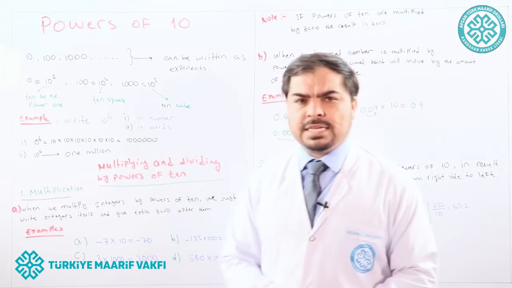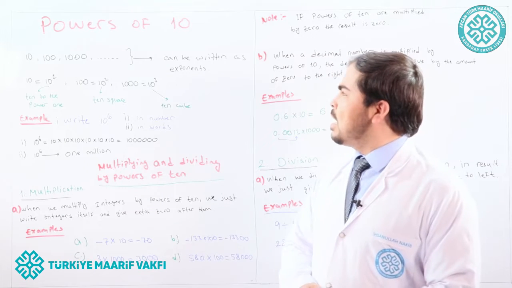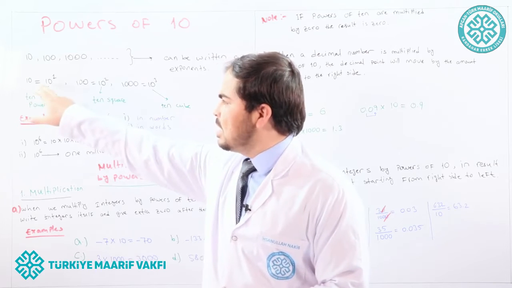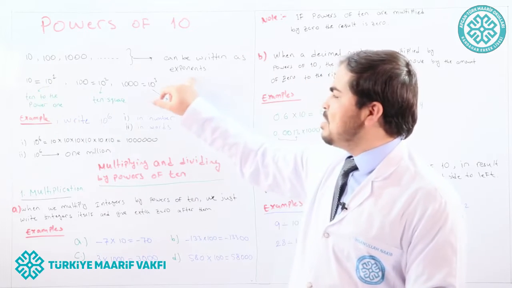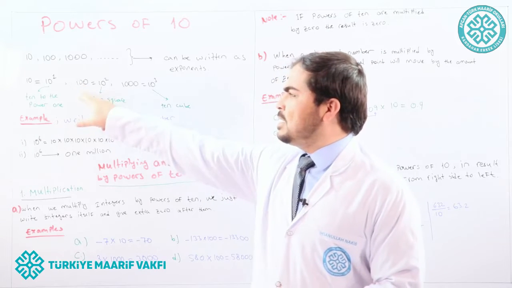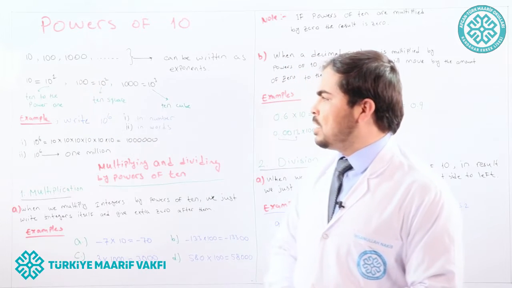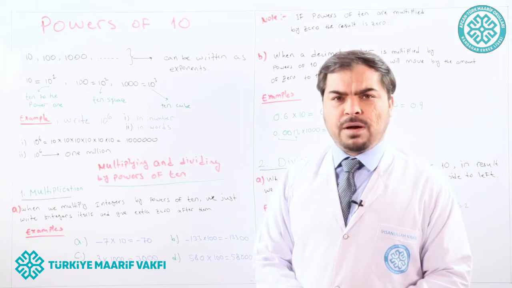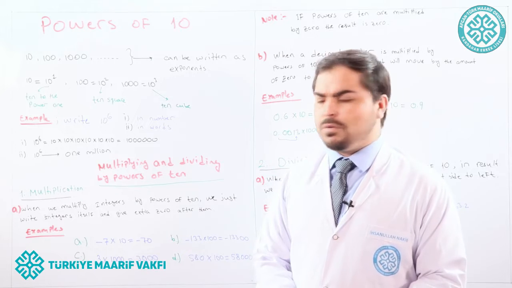We can also write these numbers as exponents. For example, 10 we can write as 10 to the power 1. Exponent means power, they are the same. Instead of 100 we can write 10 to the power 2 or 10 squared. Instead of 1000 we can write 10 to the power 3 or 10 cubed.